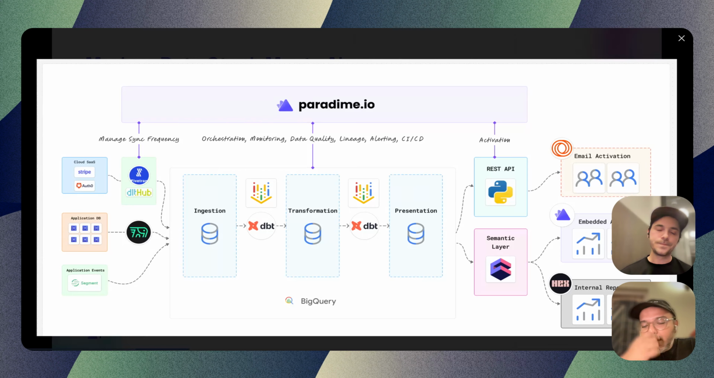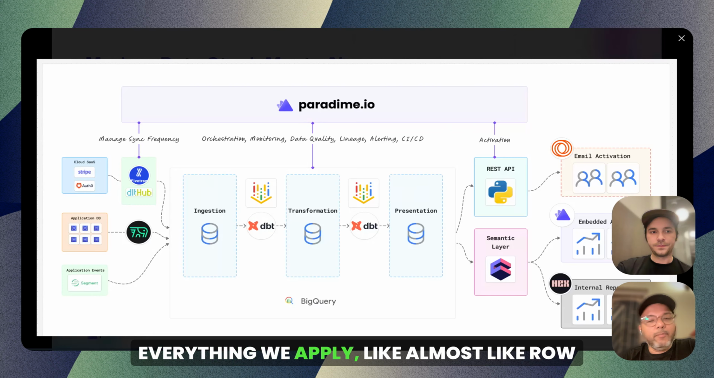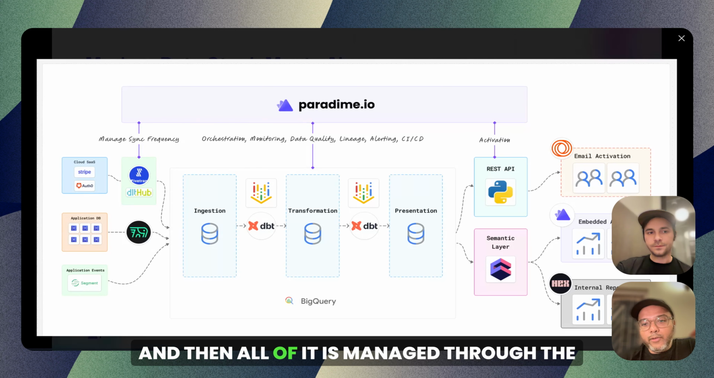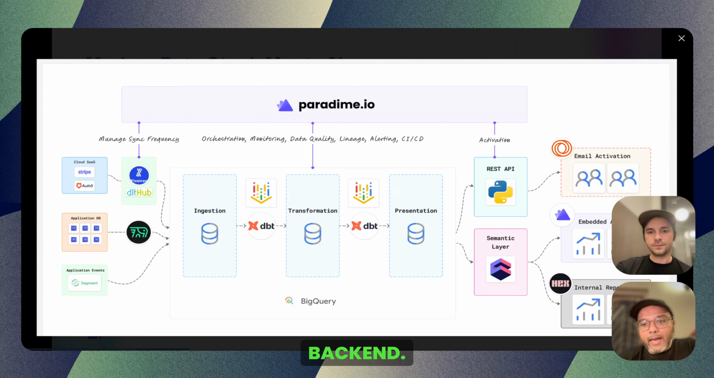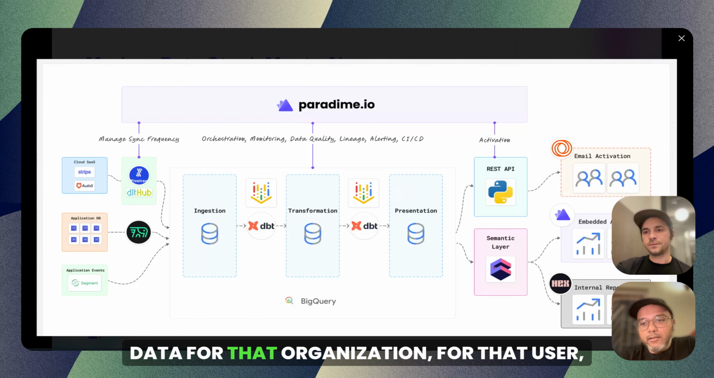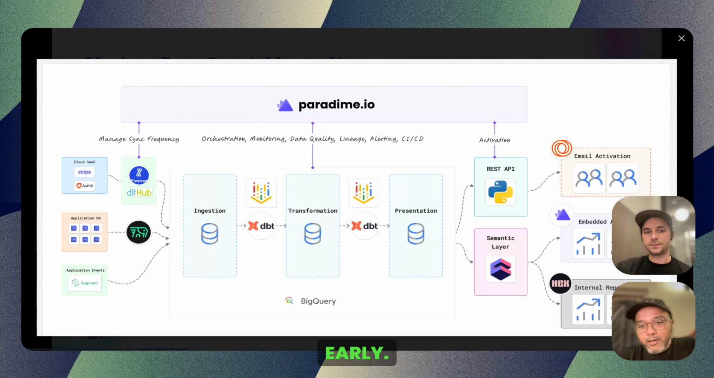Yeah, like the whole API and everything, we apply almost like row-level security, and then all of it is managed through the backend. So ultimately what the front end gets is the data for that organization, for that user, right? So the front end doesn't even know, and it has no way of even knowing. As a result, it's just filtered out pretty early in the process.